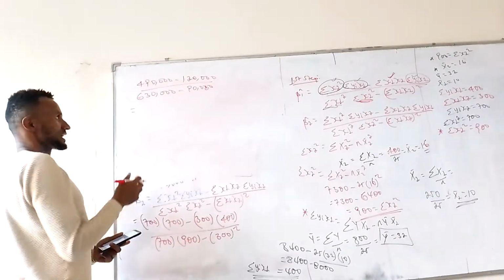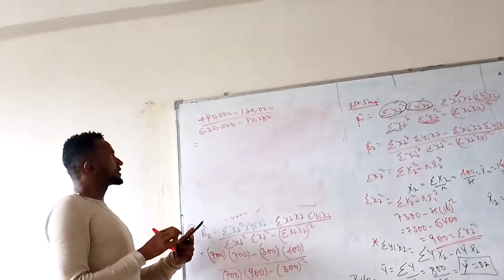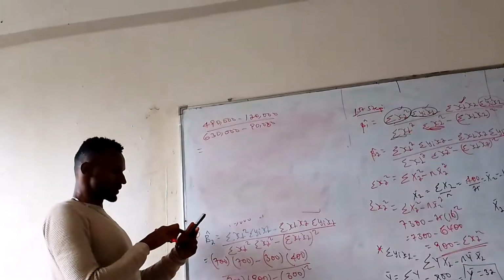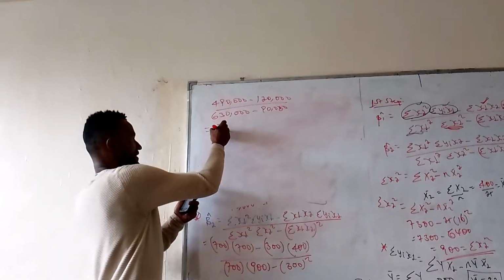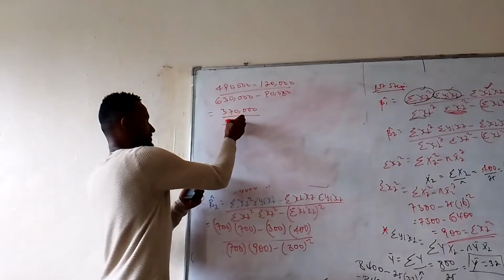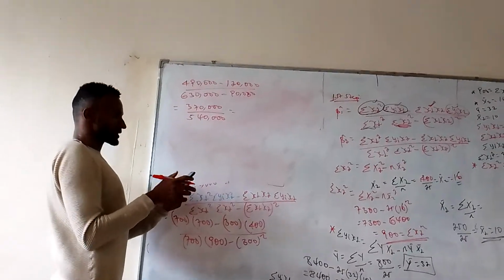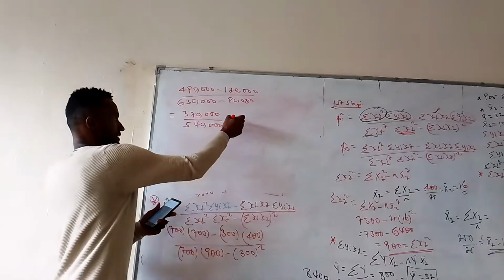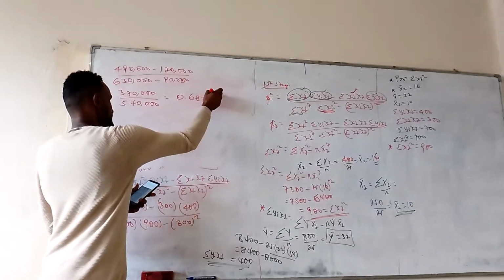So let me use the mobile calculator to get this ratio. 490000 minus 120000, the difference of these two terms is 370000, and also the difference in the denominator is 540000. The ratio of these two terms is 0.68, which is equal to the value of the second parameter that we call beta 2.